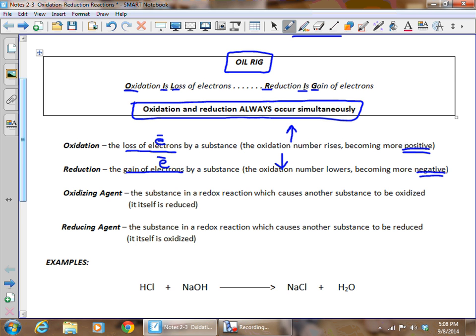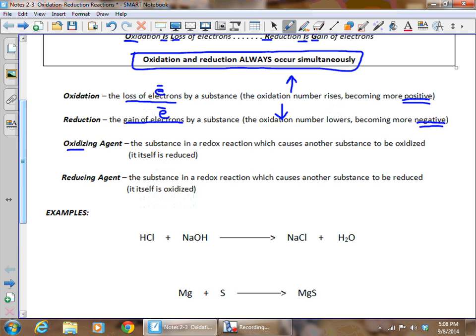Now these last two terms, oxidizing agent and reducing agent, they don't use on the AP, they say. They're not going to use them anymore, but because you find them so much in textbooks, I feel that we must at least cover them. And it's just kind of a word thing.